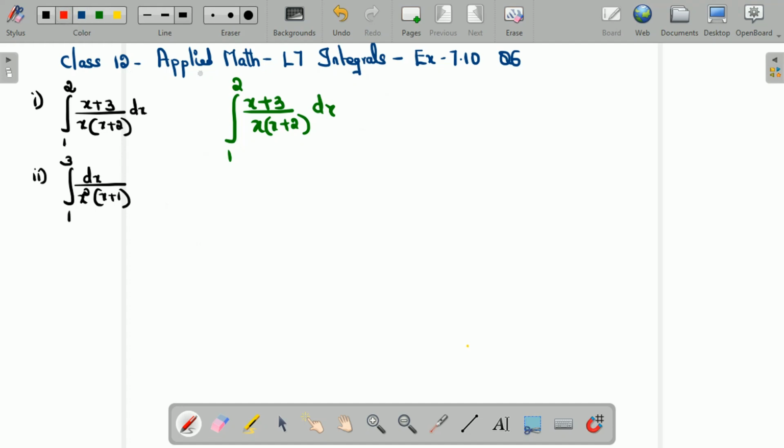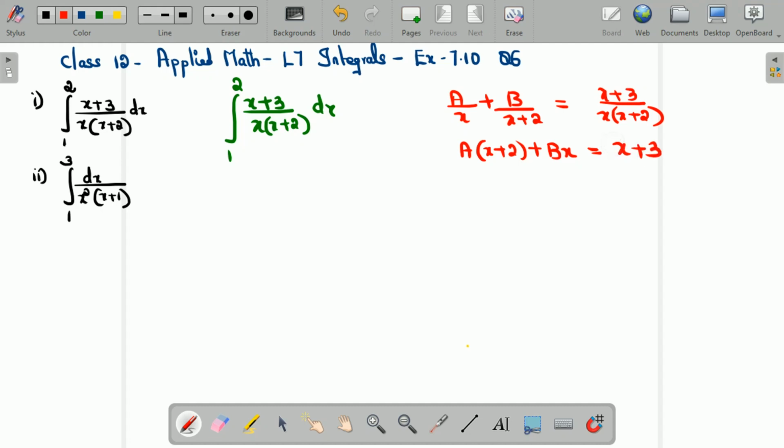So let's start with partial fractions. So this is a divided by x plus b divided by (x + 2) is equal to (x + 3) divided by x into (x + 2). So here we are going to take the LCM. So this will become a into (x + 2) plus b into x, divided by the same denominator, right? So I'm going to directly compare the numerator and equate it to x + 3.